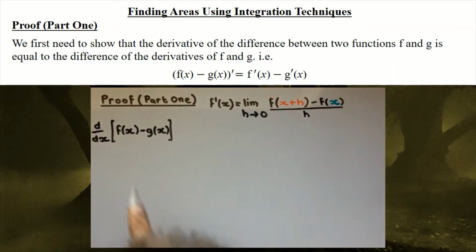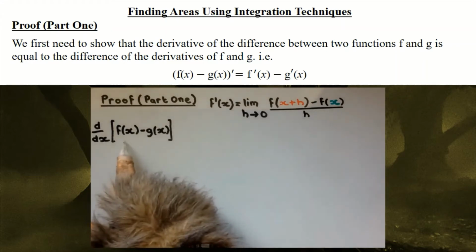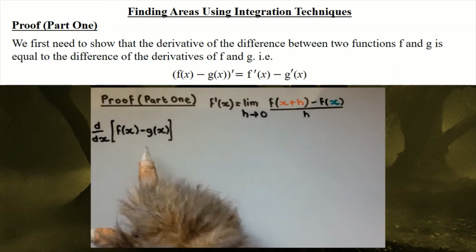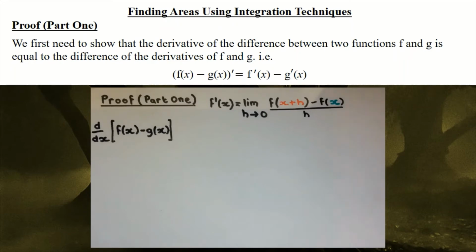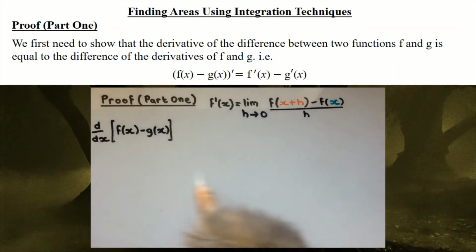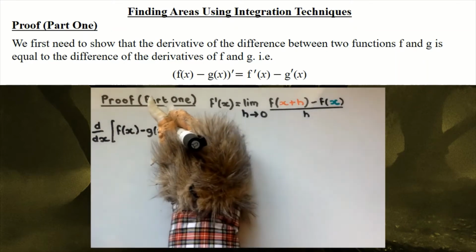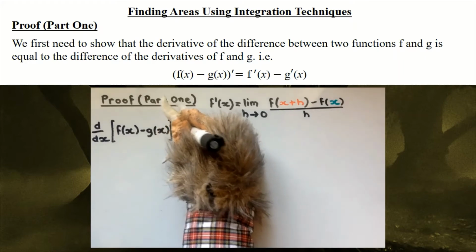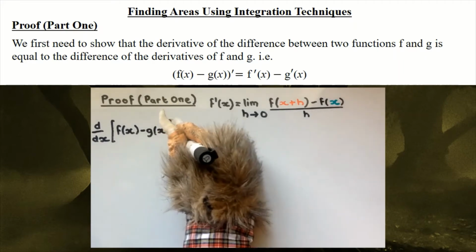Let's get to it. On the left hand side, we're differentiating f of x subtract g of x. This is our entire function. So when we use the definition, I have to replace my f with f of x subtract g of x. And what I mean is this. So I'm going to substitute it in now, and this is what we're going to get. So it's the limit as h approaches 0.